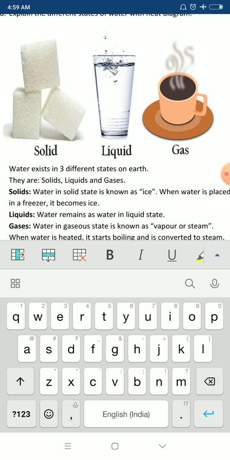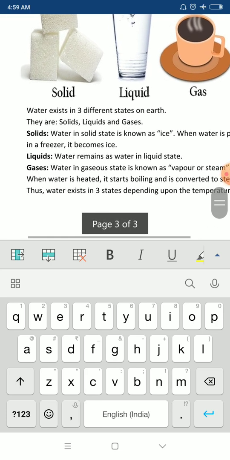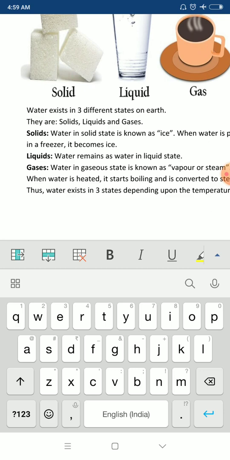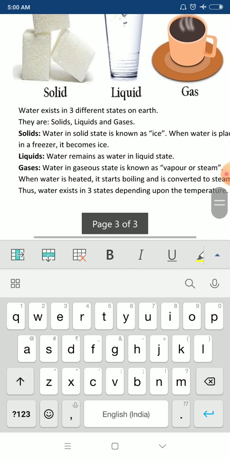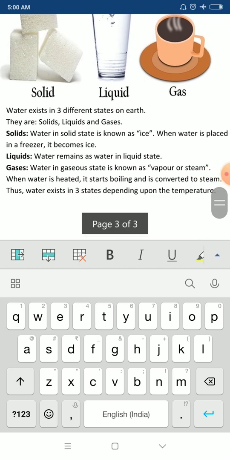Now, water exists in 3 states. What are the 3 states? They are solids, liquids, and gases. Solids. What is solid? The water in solid state is known as ice. We call the water as ice when it is in a solid state. Then how are we going to make this ice? We are going to place the water in a freezer. Then it will become ice.